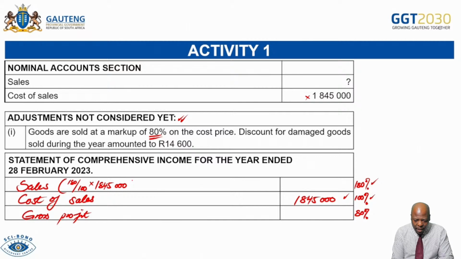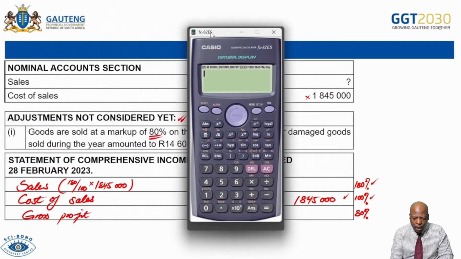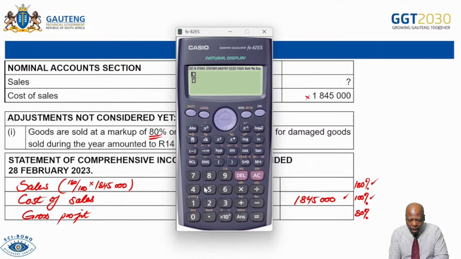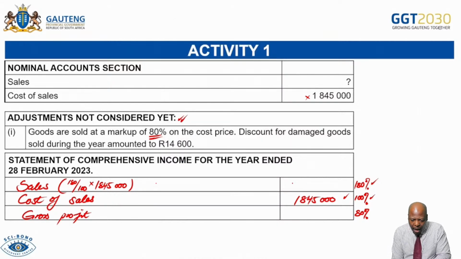Okay, let's see how much it's going to give us. So let me just close the bracket. And then we're here now. All right, so I'm saying what I want is 180 and what I have is 100. And then I'm going to multiply this by 1,845,000 like this. And then it should give me an amount that is 3,321,000. So I'm coming here and I'm going to say 3,321,000. I am putting it here because I have read this part which says discount for damaged goods sold during the year amounted to 14,600.